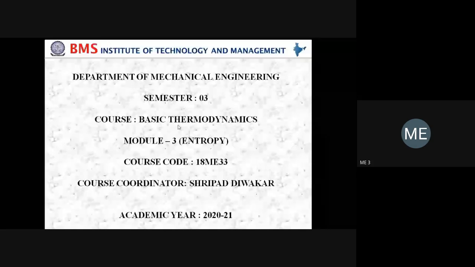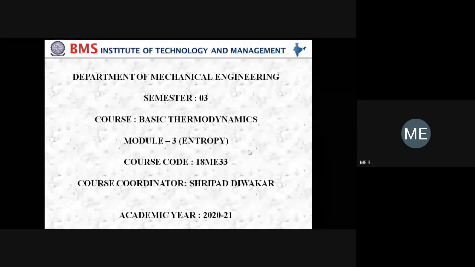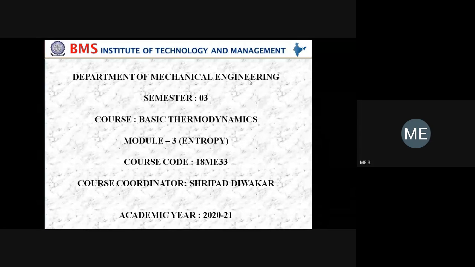Okay, we discussed the work interaction in the first module, that is first law of thermodynamics. You are all aware that the work done is given by P dV, and we used the same relation for deriving the work done for various processes like constant volume, constant temperature, isothermal, adiabatic and polytropic process.